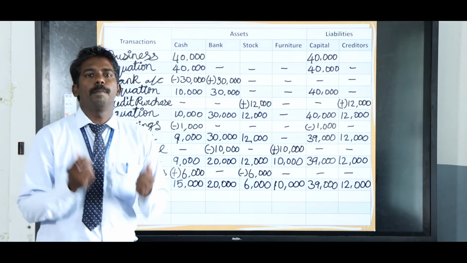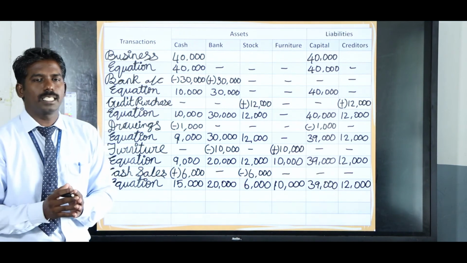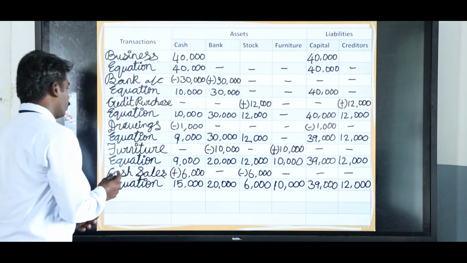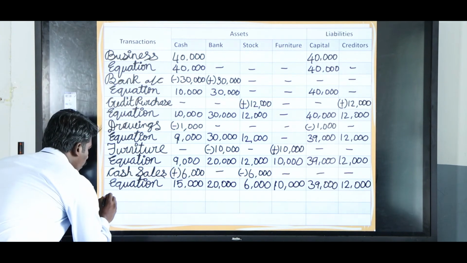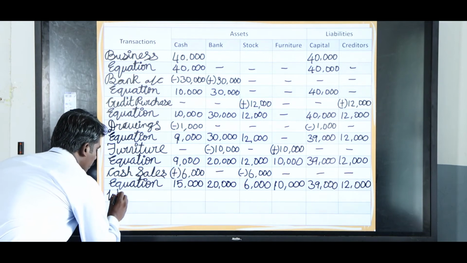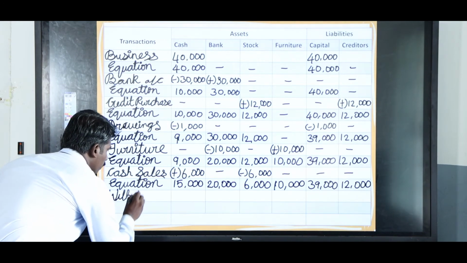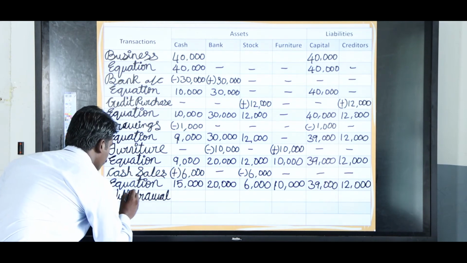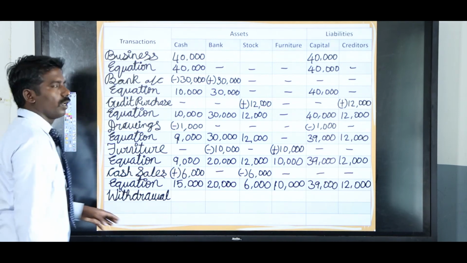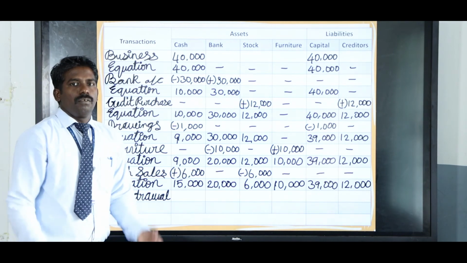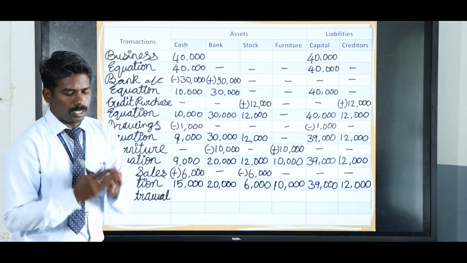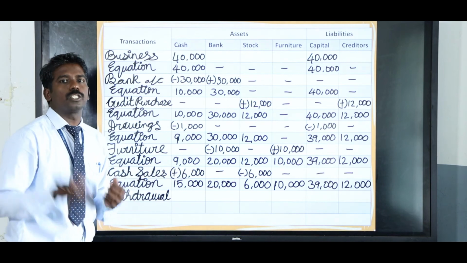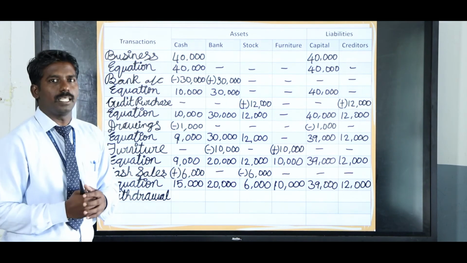Money withdrawn from bank for office use. The last transaction is money withdrawn from bank for office use. That means withdrawal. So write withdrawal in the transaction column. So the last transaction is a withdrawal. We withdraw from the bank for office use. The value is 1,000 rupees. We took 1,000 rupees from the bank balance. So 1,000 rupees cash comes inside the business organization.